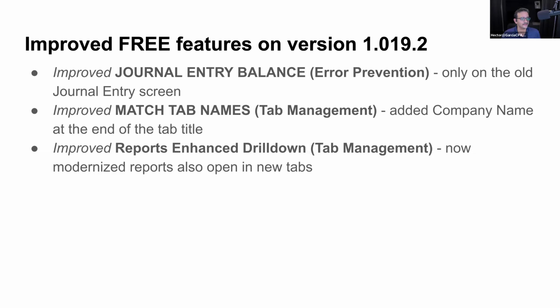We also added the company name, like your actual client that you're working on, to the tab names. Sometimes you want to quickly see which client you're working on. All you have to do is hover over the tab name, and you can see the company name next to that. And then we also added to the reports enhanced drill down, the ability to also have the same type of functionality for the modernized report. So every time you click or drill down in a modernized report, it opens up in a new tab as well.